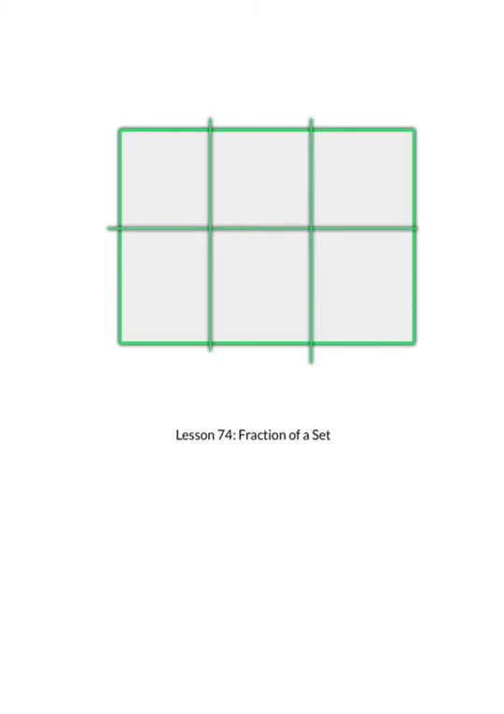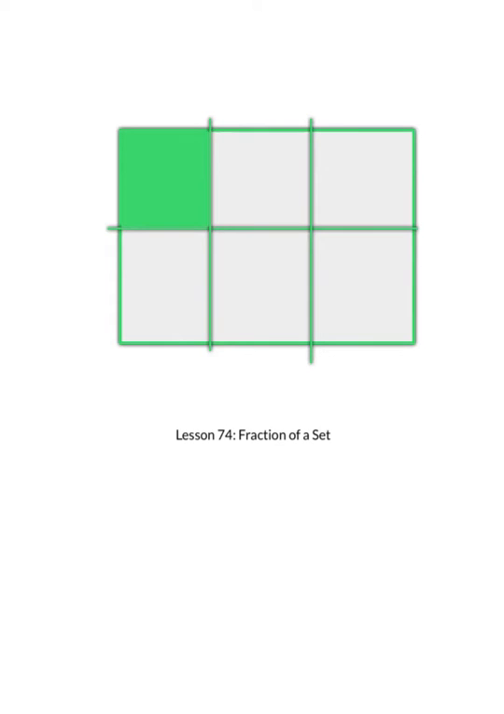Hello, today we are working on lesson 74, a fraction of a set. So we're going to start with a review. Here we have a quadrilateral, also known as a rectangle, and it is broken up into 6 different squares. So what I'm going to do is shade one of those squares.